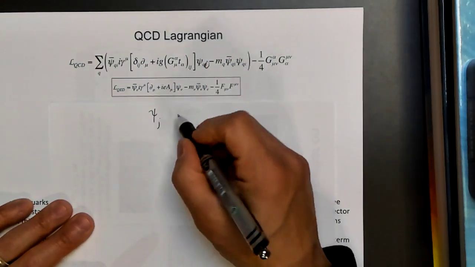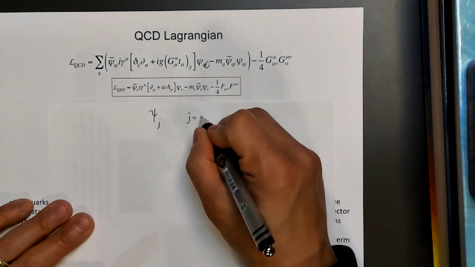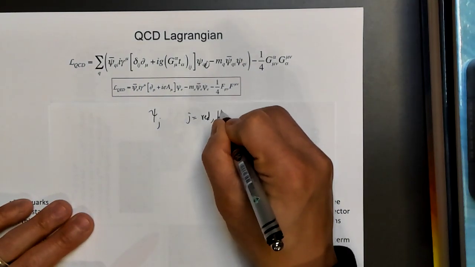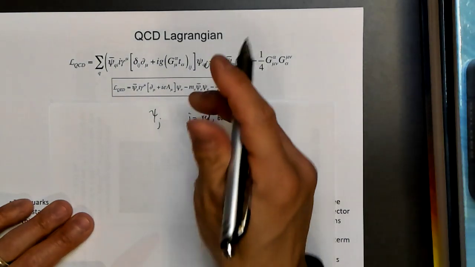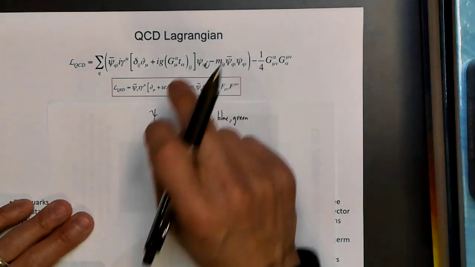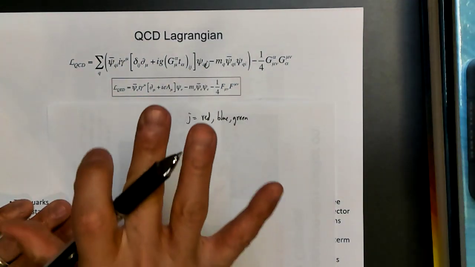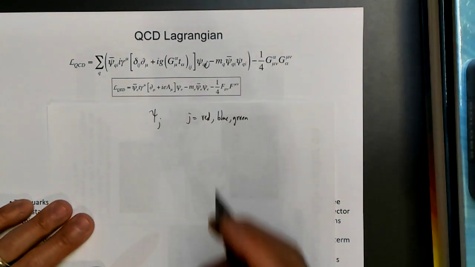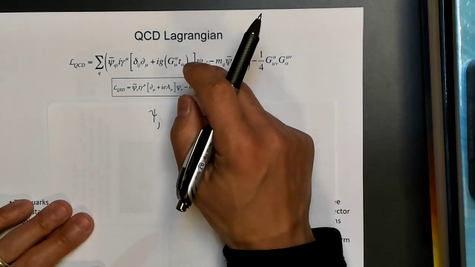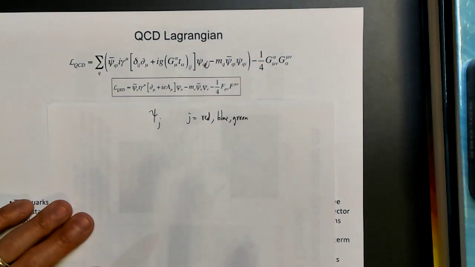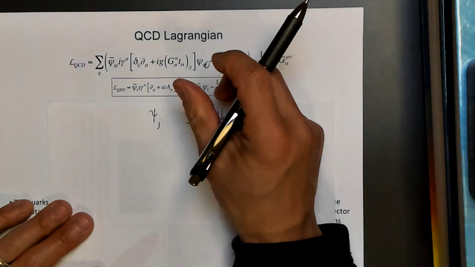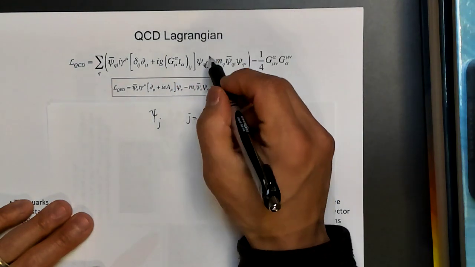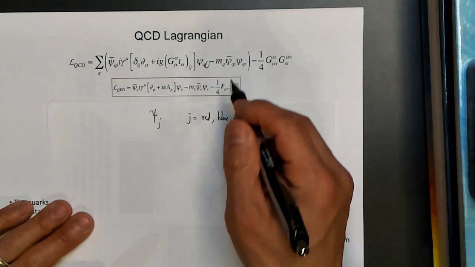So psi j, where j can be 3 possibilities: red, blue, or green. I already told you that we have a column vector for all these Dirac components, but there's also going to be a column vector for the color components as well. So you can think of this as a tensor product of the Dirac components, 4 components for the Dirac field, as well as the 3 components for the colors.